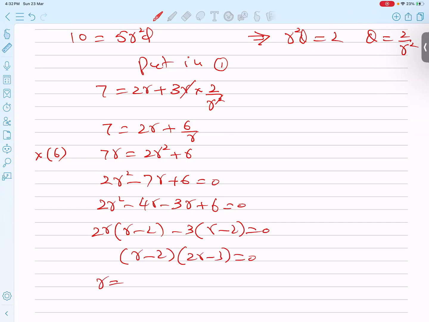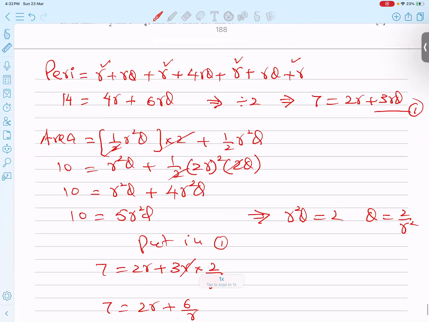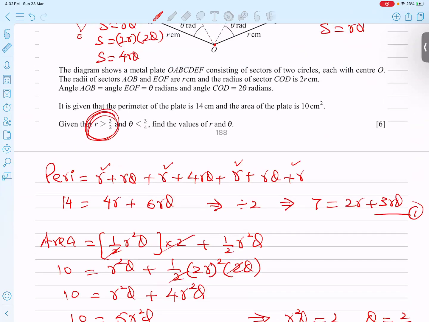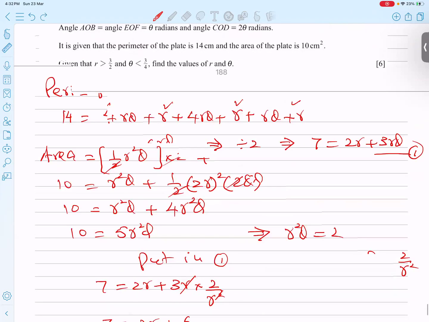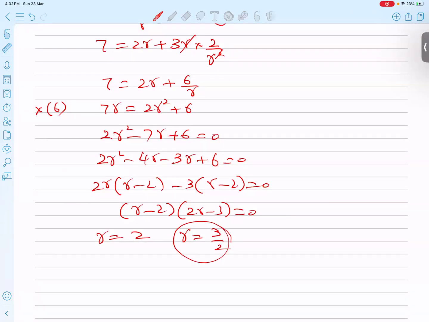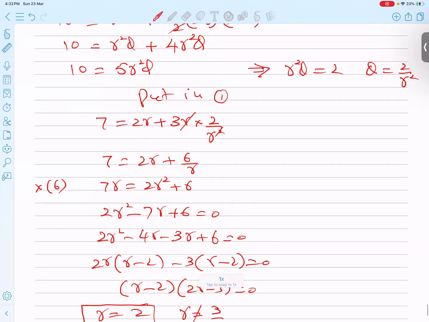I got two answers: R equals 2 and R equals 3 by 2. But according to the demand of the question, it says R should be more than 3 by 2. So R equal to 3 by 2 I should cancel. So this is my answer number 1. Because more than 3 by 2 is acceptable, and equal or below is not acceptable. So this is done. Now how to get the other one?